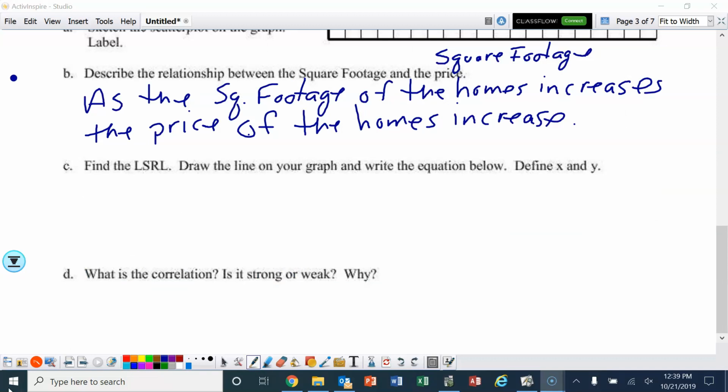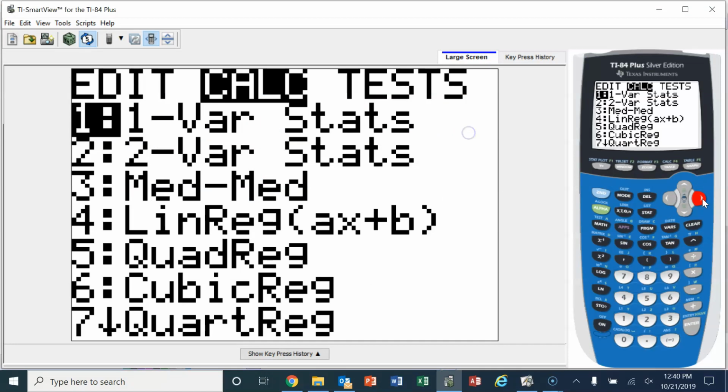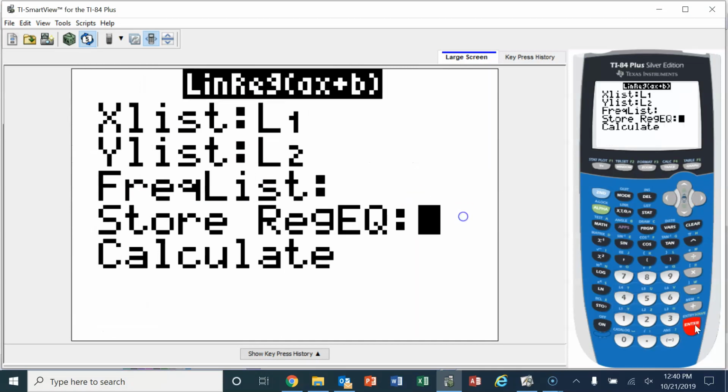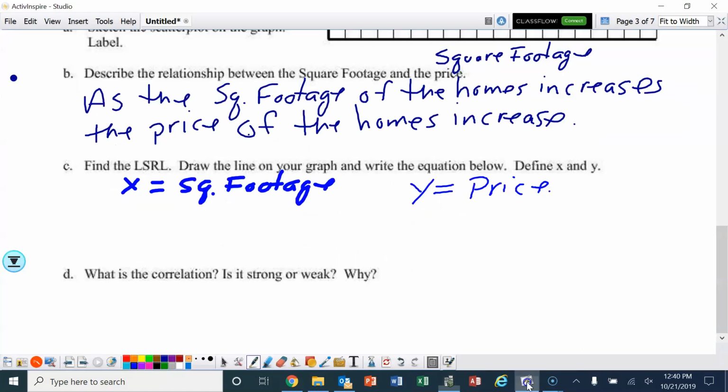Letter C, find the least squares regression line. Draw the line on your graph and write the equation below. Define x and y. All right, so first of all, x equals square footage. Y is the price. So on your calculator, remember you got to go stat, calculate, number 4. All right, so A is 94.51 and B is negative 2,697.16. So our y hat equals 94.